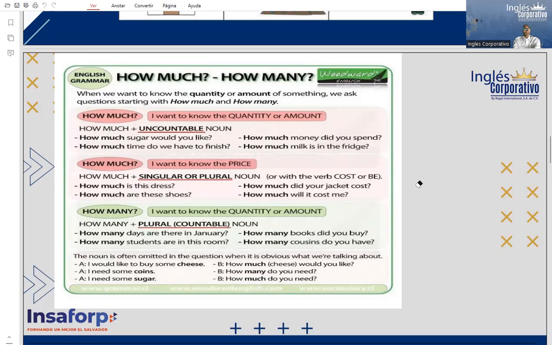If I want to ask, ¿cuántas sillas tiene una mesa? ¿Qué voy a ocupar? How much or how many? How many? The answer is how many, guys. Remember, chairs is countable. And much, it's just for uncountable. Si lo puedes contar, how many? Si no, how much?